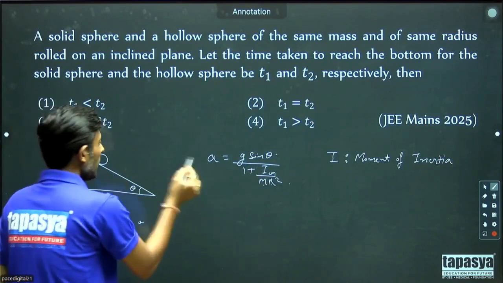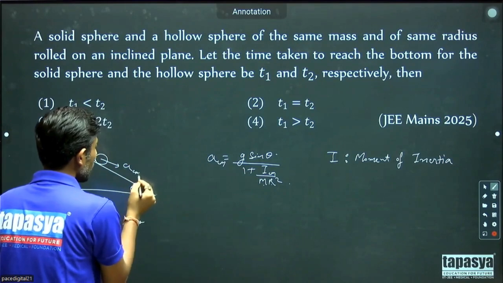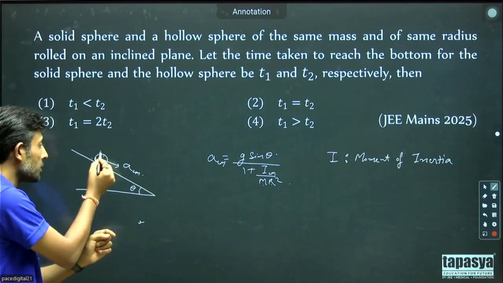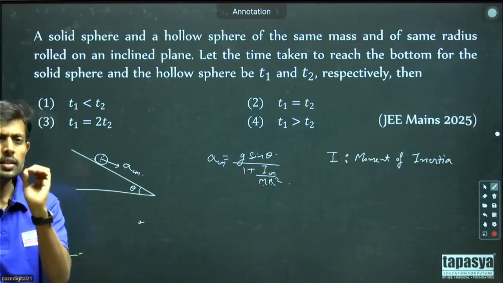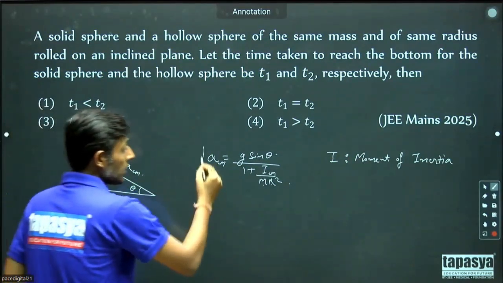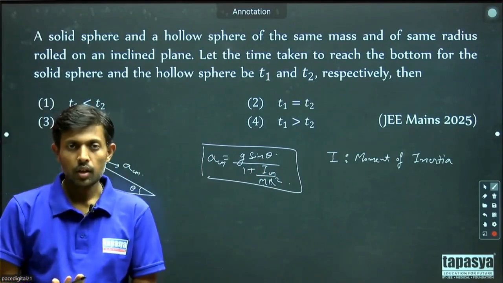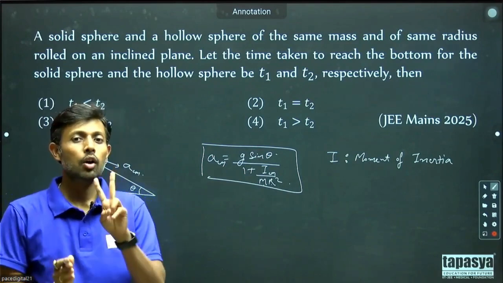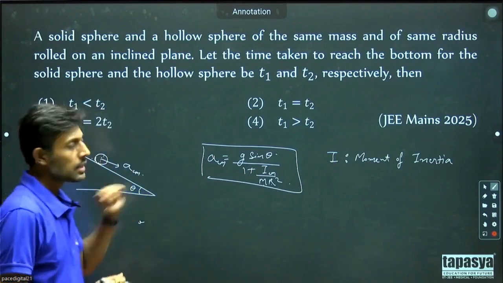A is, of course, the acceleration of center of mass that we are finding out. Because this object is rolling, different points on this object will have a different net acceleration, but we are concerned about the acceleration of center of mass alone. How did we get this formula? We balanced forces and we balanced torques. That's how we got two equations, and when we solve those two equations, we get this as the acceleration.